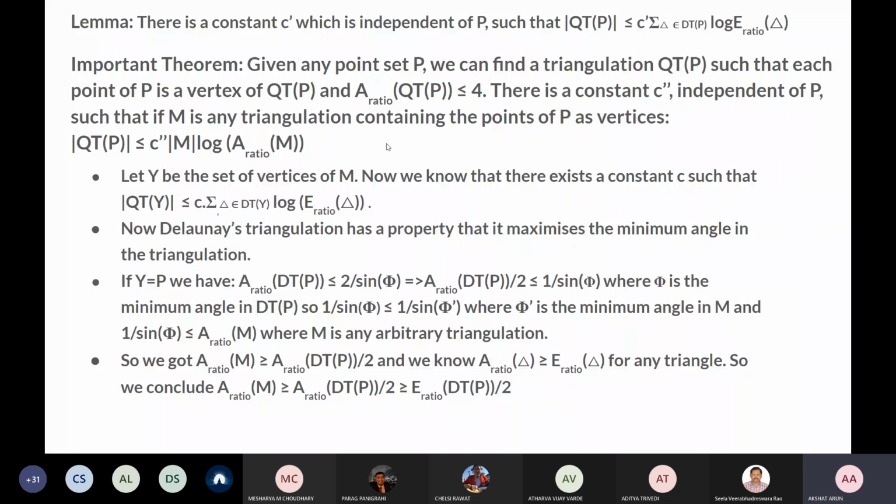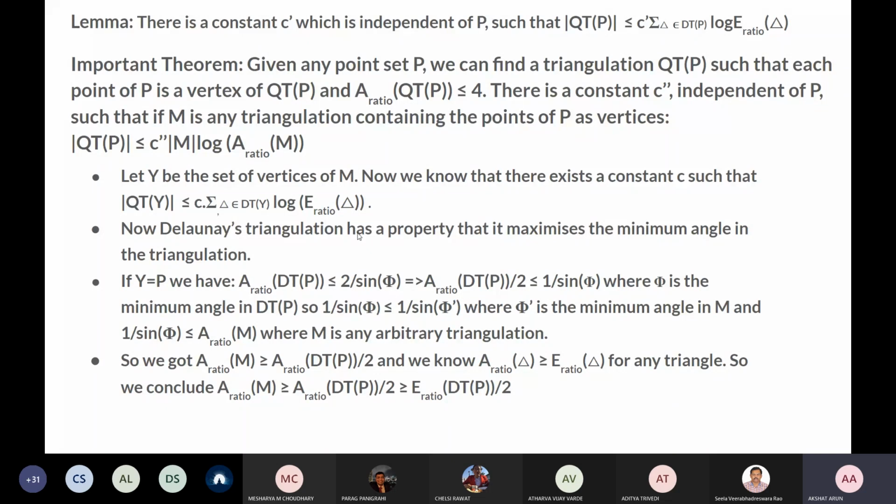So the proof goes as follows. Let Y, capital Y, be the set of vertices of M. Now we know that there exists a constant such that modulus QTY is bounded by this expression. This inequality comes straight from the previous lemma. Now Delaunay's triangulation has a famous property that it maximizes the minimum angle in the complete triangulation.